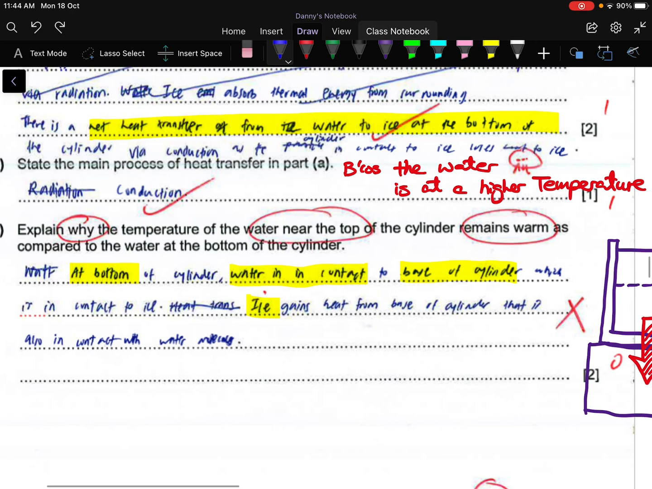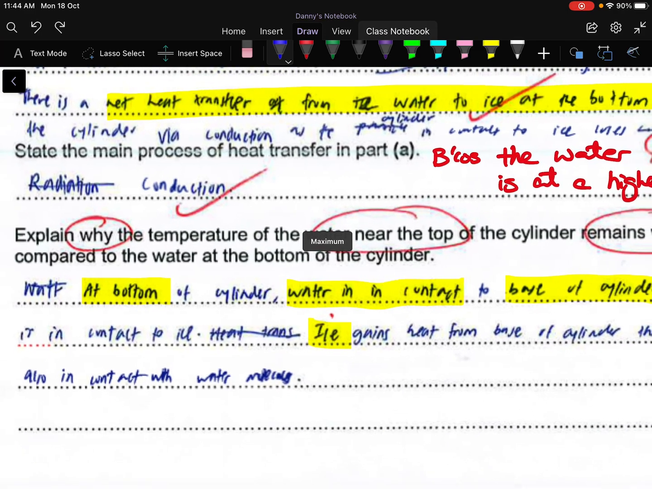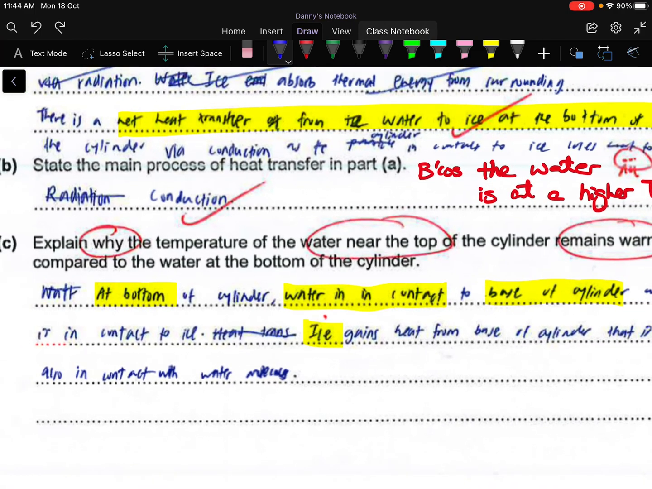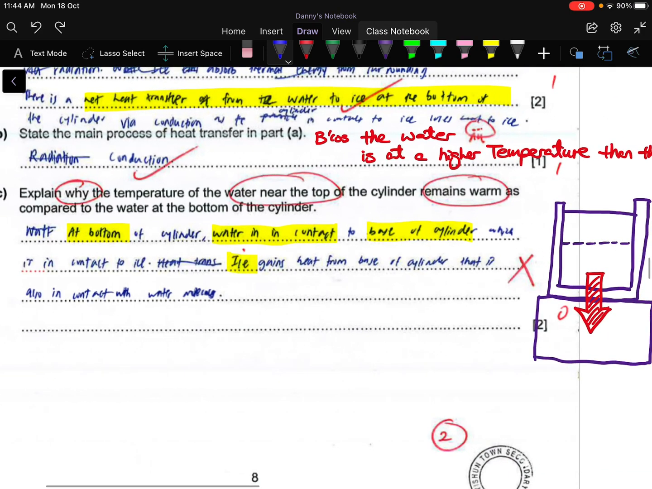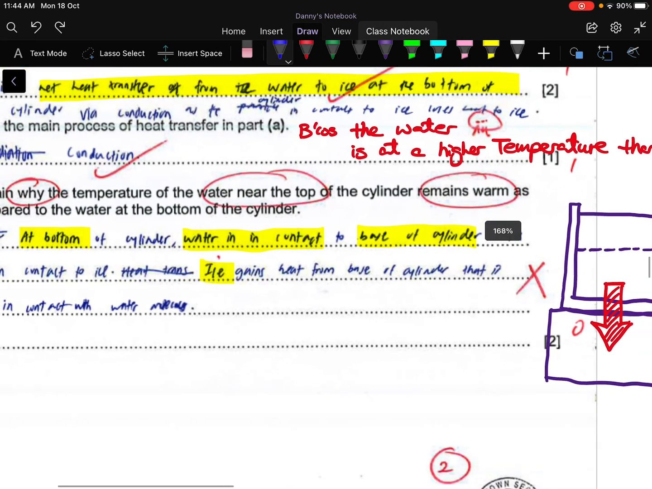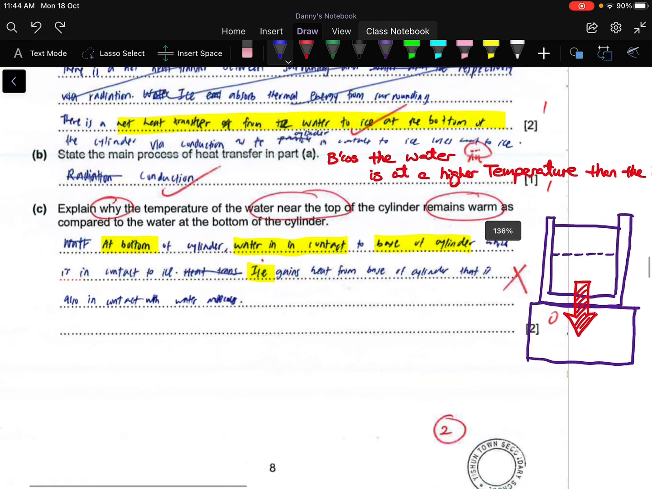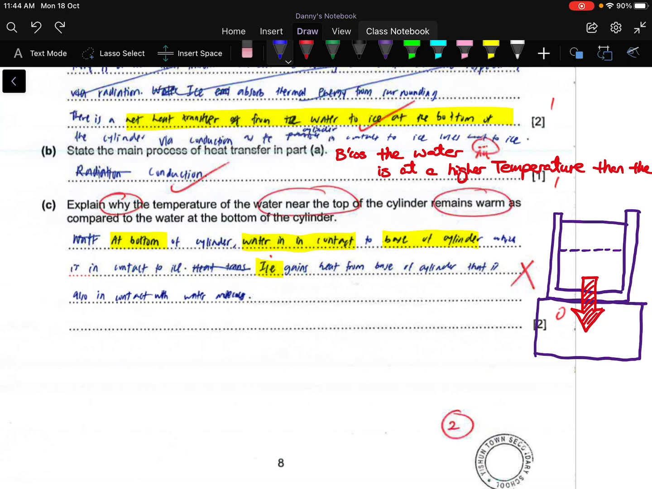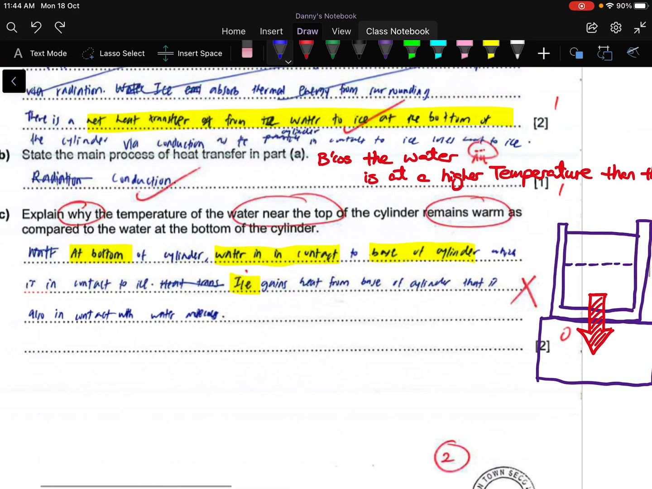Another thing about this question is a lot of students misinterpret the question and move on to describe how convection happens in water. For example, you can see from this candidate, the question is asking why water at the top remains warm. But if you look at this candidate, the answer says at the bottom, the water in contact with the base of the cylinder, blah blah blah. What it says is, in the base of the cylinder which is in contact to the ice, and then full stop.